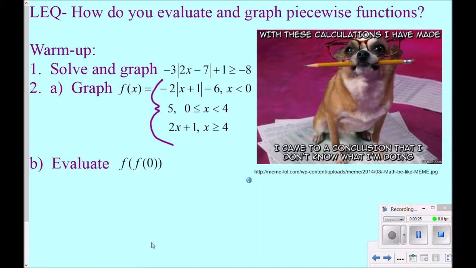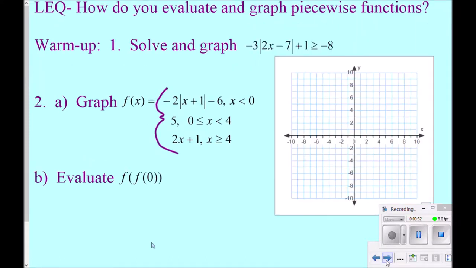Okay, so let me go over number one. We're going to solve and graph on a number line. So let me first get rid of that 1 by subtracting it, because remember, we're doing reverse order of operations. So we have -3 times the absolute value of 2x minus 7 is greater than or equal to -9.